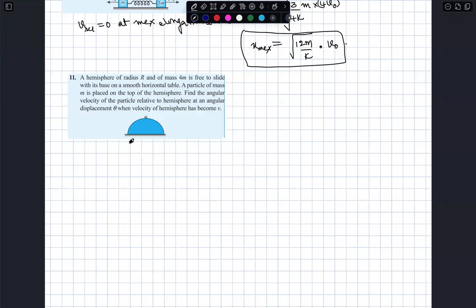What you are seeing is the initial condition. What, according to me, finally will be sometime later. Your hemisphere is like this.